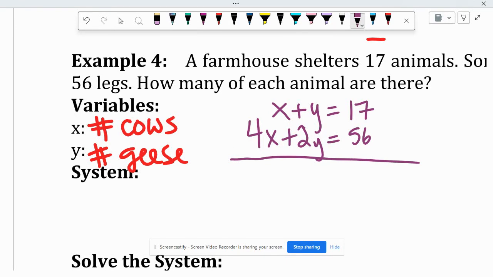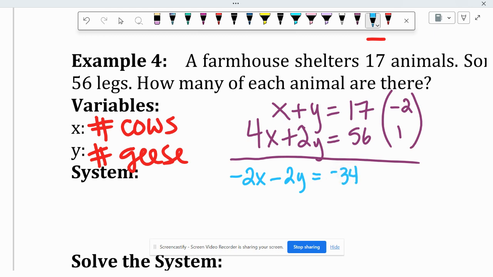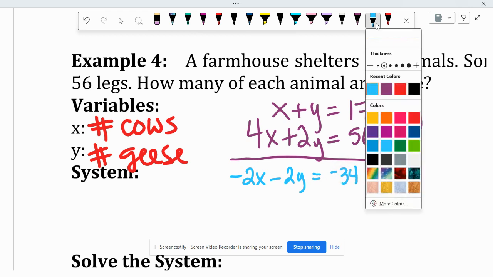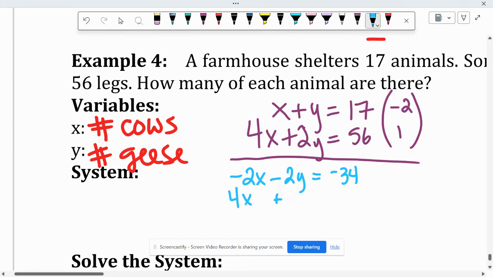Okay, so I still think elimination is going to be the quickest. What do you want to multiply the top equation by to eliminate one of those variables? -2. I'm going to go with the -2 to get rid of the y's, so we have smaller numbers. I'm going to multiply the top equation by -2 and the bottom equation by 1. -2 times x is -2x. -2 times y is -2y. -2 times 17 is -34. The bottom equation doesn't change because I'm multiplying by 1: 4x plus 2y equals 56.